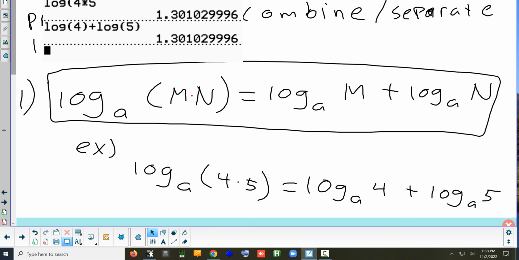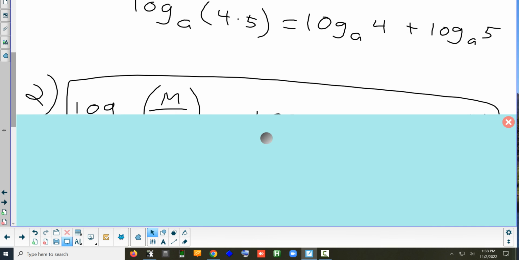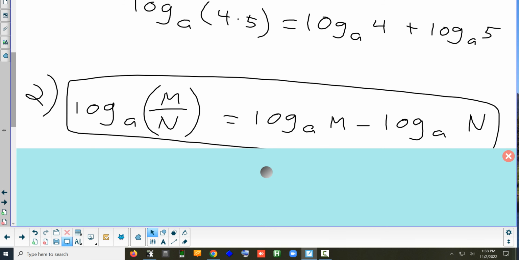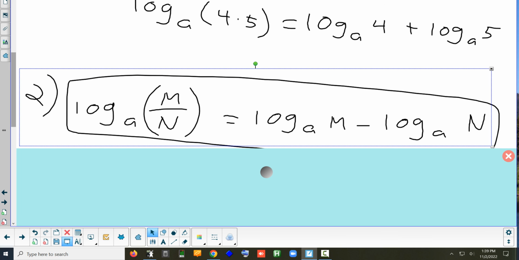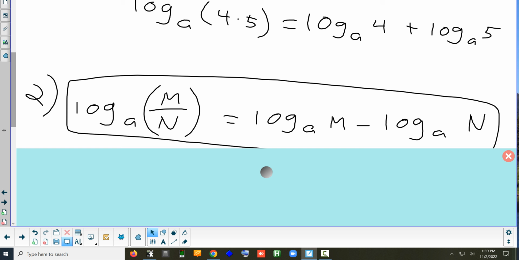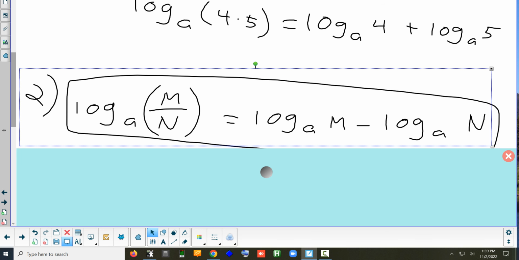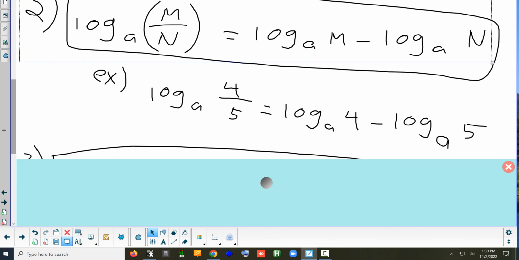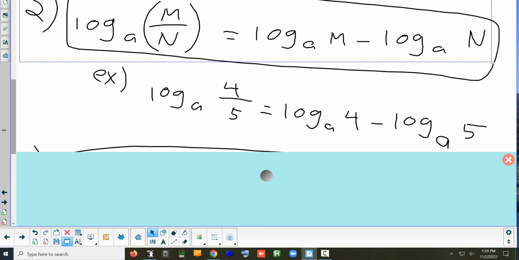How about if I had division? Based on this rule, anyone guess what's going to happen on the right side if I have division instead? Just one thing is going to change, yeah? You're going to subtract them. So if you have a fraction as your argument, you can write that as a difference. Two logs, because you were dividing two things. The base on the original log was A. The base on the new logs is still A. What was in the numerator has to go first. What was in the denominator goes second. And there's another example, just using 4 and 5 again as my two numbers. So the log of 4/5 is the same as log 4 minus log 5.